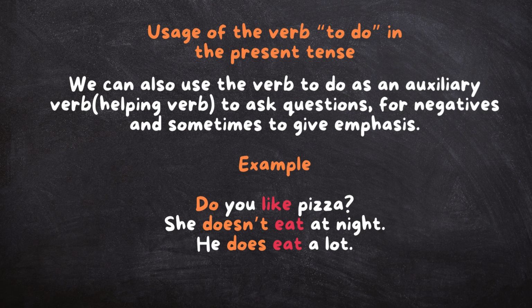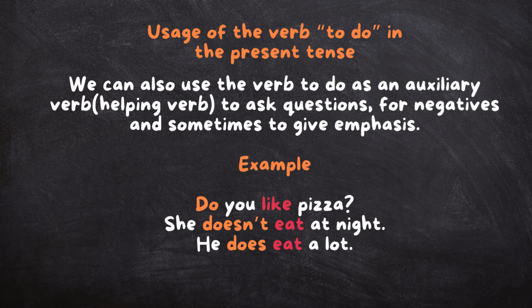Examples: Do you like pizza? Here we have used the verb to do in the present tense to ask somebody a question whether they like pizza or not. The second one, she doesn't eat at night. We have used the verb to do here as a negative, doesn't, does not, which is a negative way of expressing the verb to do. And then the last one, he does eat a lot. Here also, we are using the verb to do to place emphasis on eating a lot. So he does. That means we are really trying to emphasize that the person we are talking about eats a lot.